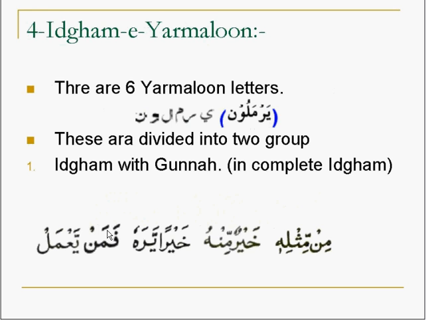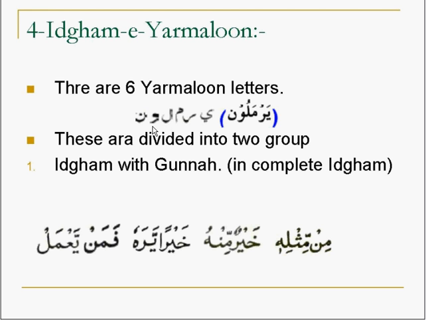On the next page we have the fourth and last rule of noon sakin, which is Idgham of Yarmaloon. It is related to the Yarmaloon letters, and we should know what the Yarmaloon letters are. We have six Yarmaloon letters: Ya, Ra, Mim, Lam, Waw and Noon. When any Yarmaloon letter comes after the noon sakin or tanween, we merge the two letters by putting a shaddah. We also divide this group into two groups. Sometimes we need to do ghunna, and sometimes we don't. When we do ghunna, it is called incomplete Idgham.